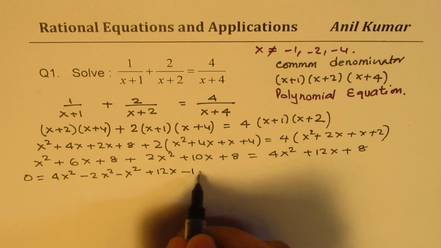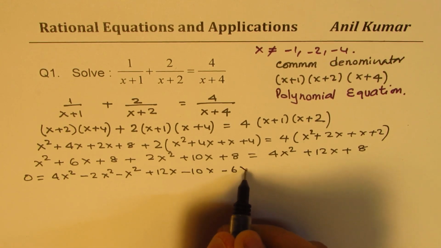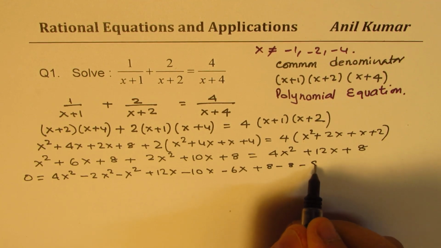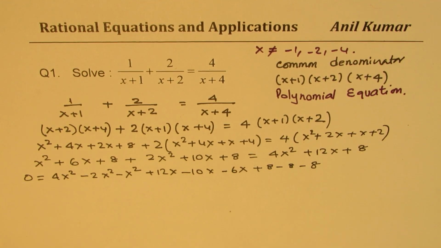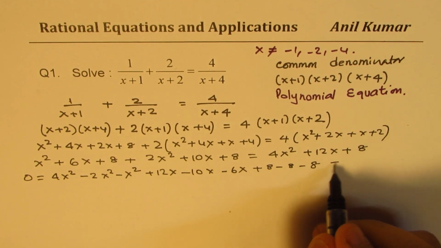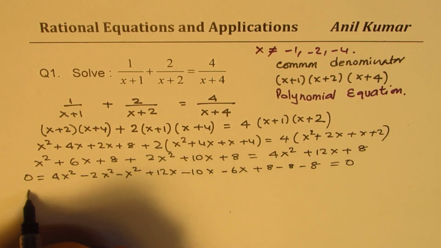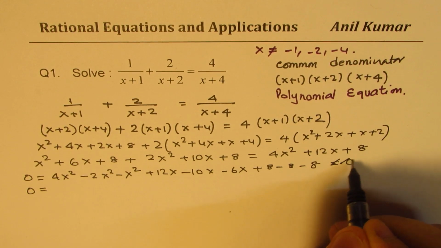12x minus 10x minus 6x, the constants, plus 8 minus 8 minus 8. Okay, right, so it should be equal to 0. Now let's combine. I wrote 0 on this side, no need to write here.